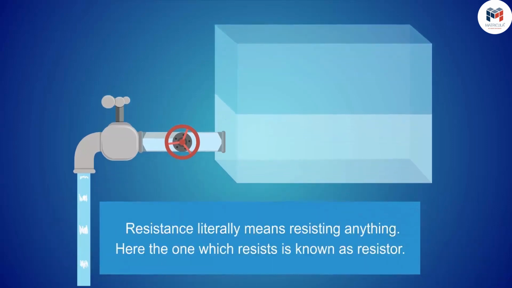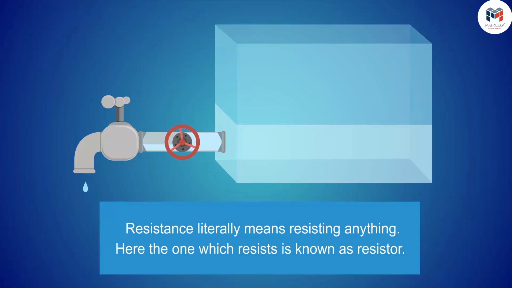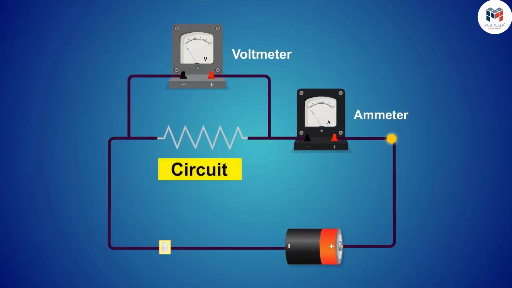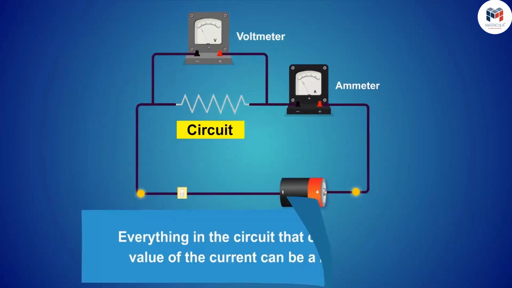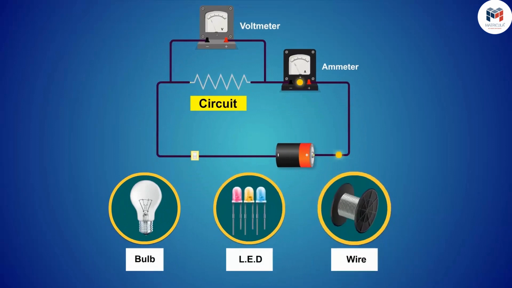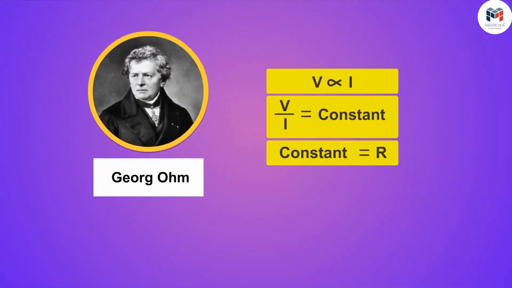Resistance literally means resisting anything. Here the one which resists is known as a resistor. Here this valve resists water and controls its flow. If this valve is replaced with a resistor in the circuit, then we can see that the resistor will increase or decrease the current in the circuit. Now you must be wondering what the resistor looks like. Everything in the circuit that changes the value of the current can be a resistor. Bulbs, LEDs or any special kind of wire can be a resistor.